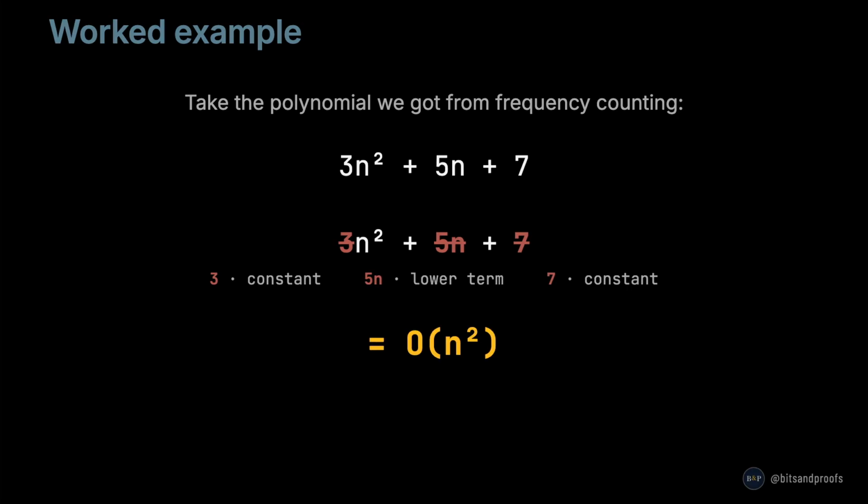Apply rule 2, drop the lower terms. The n is smaller than n squared. The 1 is smaller than both. So they go too. We're left with just n squared. Clean answer: O of n squared. That's the Big O class. The function's running time grows as n squared.